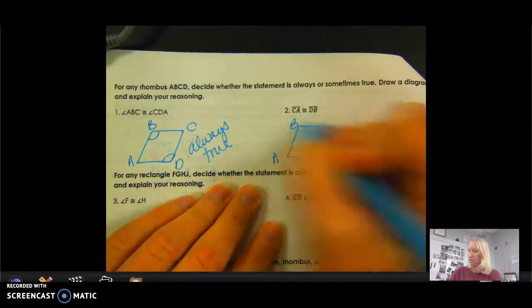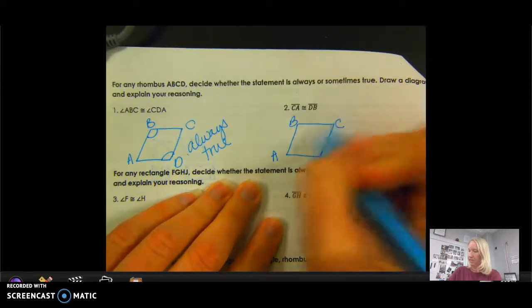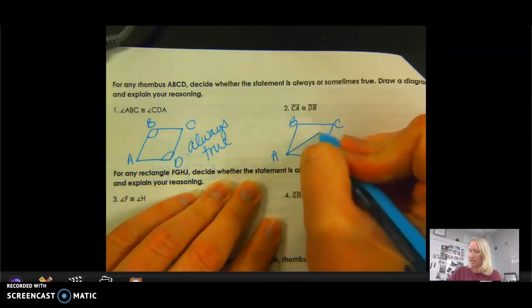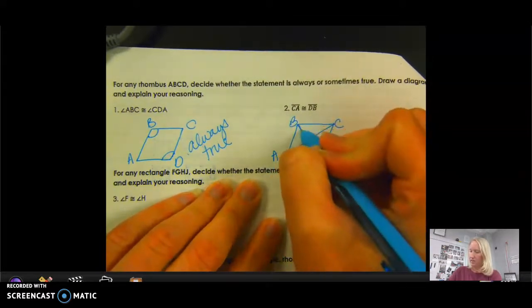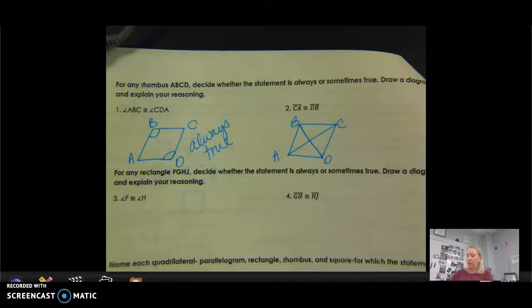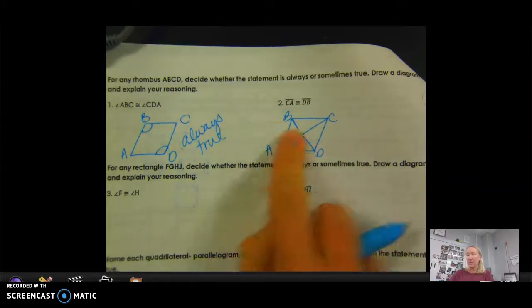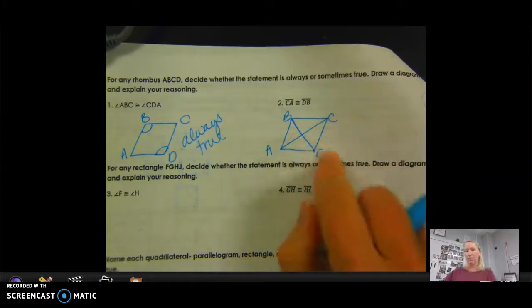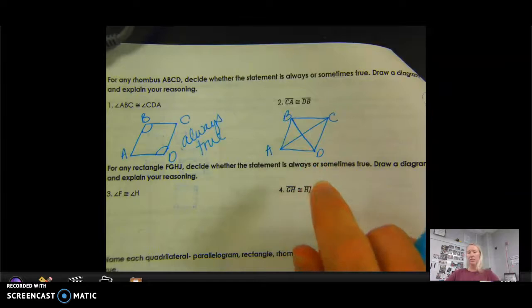A, B, C, D. They're saying C to A is congruent in length to D to B. So they're saying the diagonals are congruent here. Well, if we think about this, and if we go back, a rhombus, and even if I look at it, they don't even look like they are congruent, because a rhombus doesn't have to have congruent diagonals.